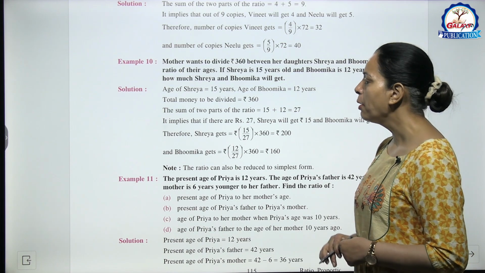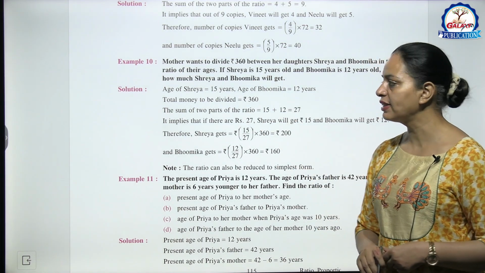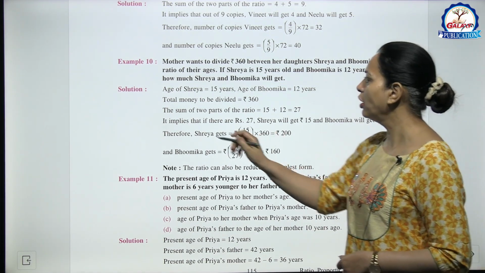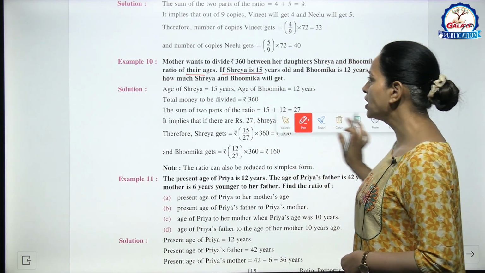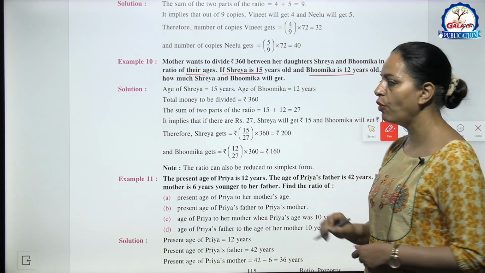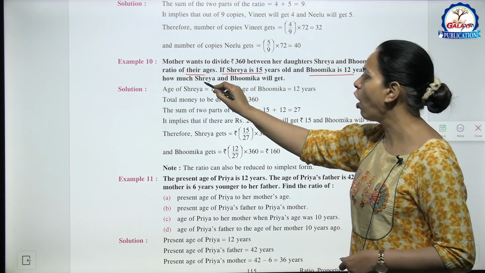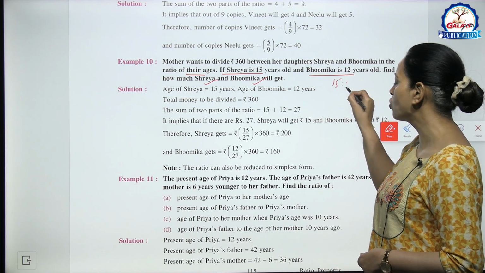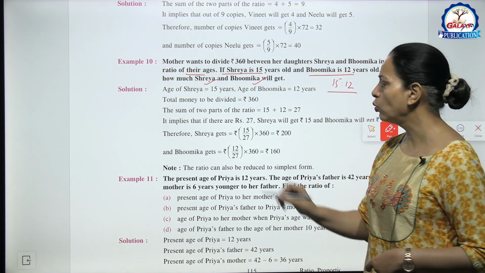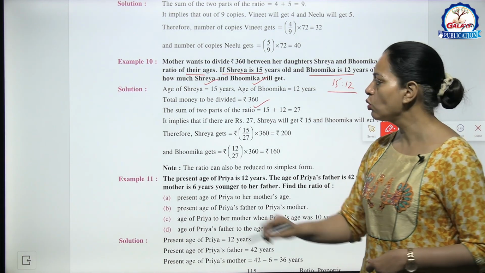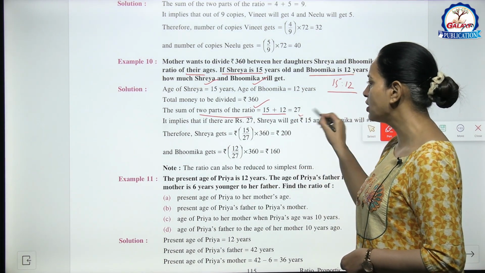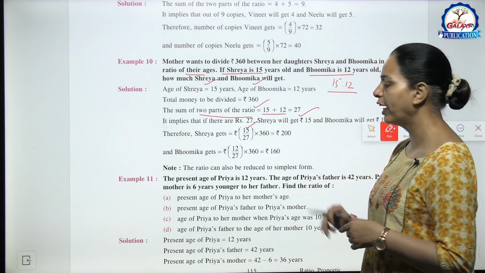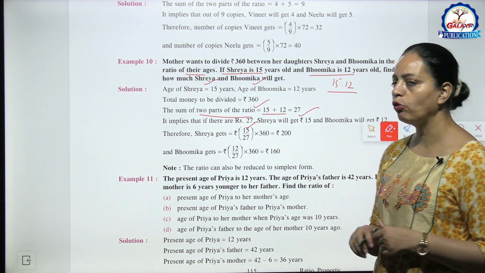Now example 10, mother wants to divide rupees 360 between her daughters Shreya and Bhumika in the ratio of their ages. If Shreya is 15 years old and Bhumika is 12 years old, then find how much Shreya and Bhumika will get. It means ratio is 15 is to 12, right? And total money is 360. So sum of two parts of ratio 15 plus 12, that is 27. It means out of 27 Shreya will get rupees 15 and Bhumika will get rupees 12.